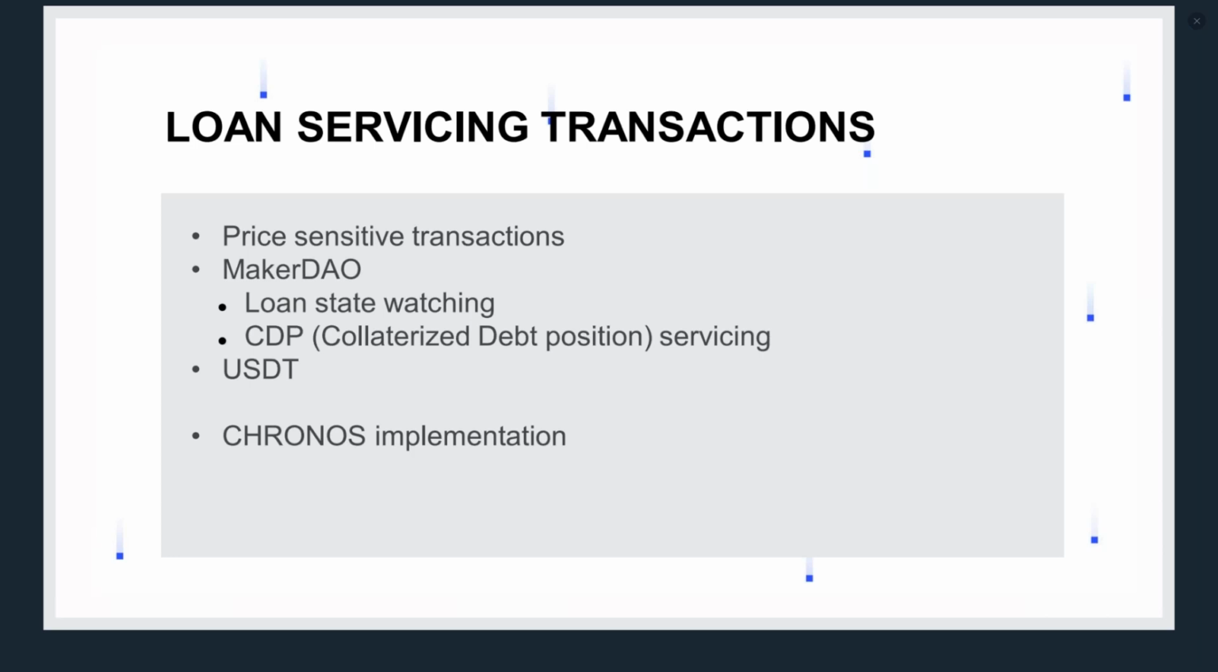So this is something that you can then make happen on the blockchain with this whole process. Something similar applies to USDT, which is Tether. We know there's Tether on Ethereum now. So there's all sorts of things you can actually do in terms of loan servicing.